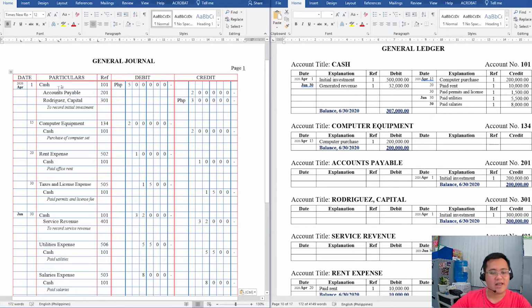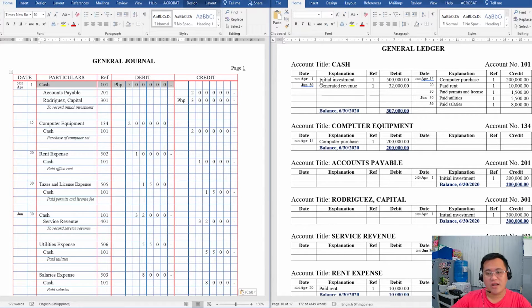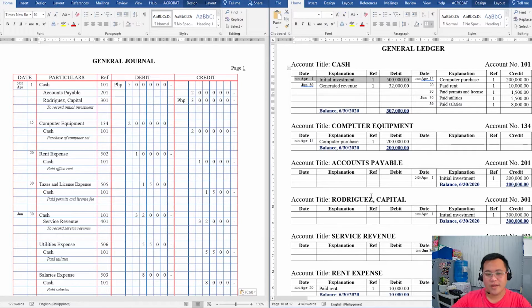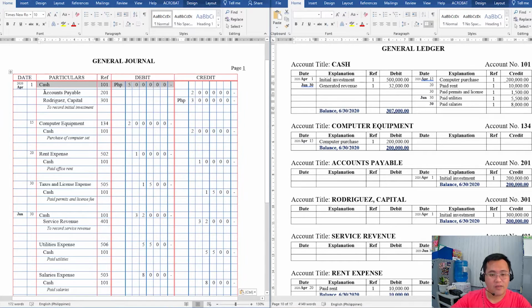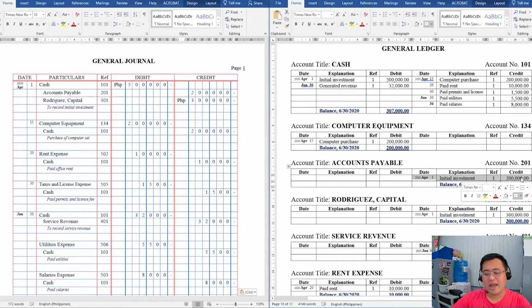Okay, so cash. We all know that cash is debited for 500,000 pesos. That's why in a general ledger, our ledger under cash, account number 101, should also be debited with 500,000 pesos. So from this journal entry, we reflect it in our general ledger under the debit side, which is 500,000 pesos here. Okay? So, accounts payable, credit of 200,000 pesos. Then we also have to post it to the accounts payable ledger of account number 201 on the right side, which is 200,000 pesos.